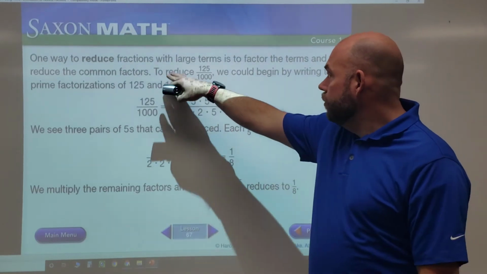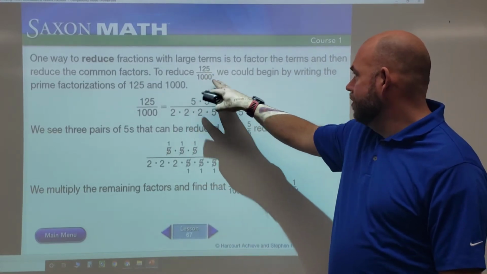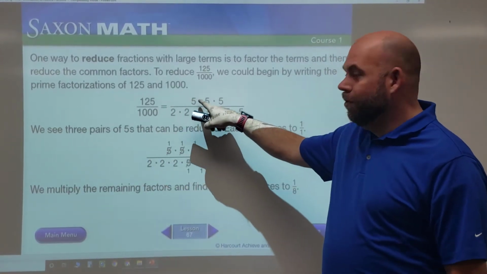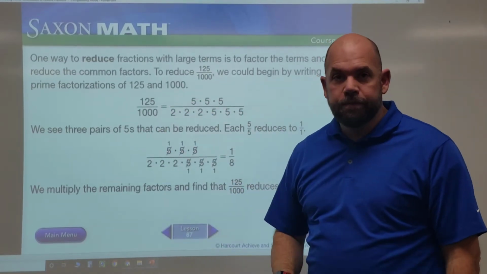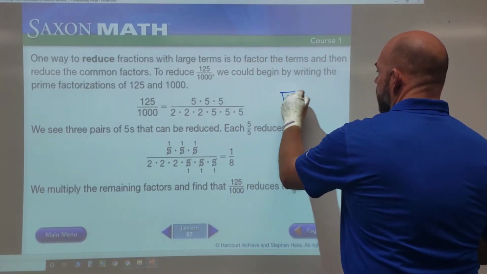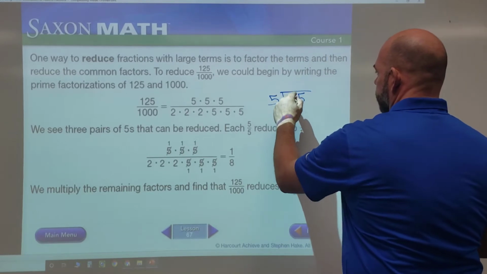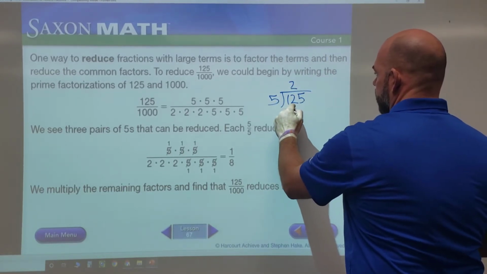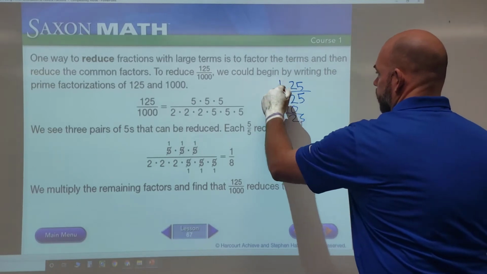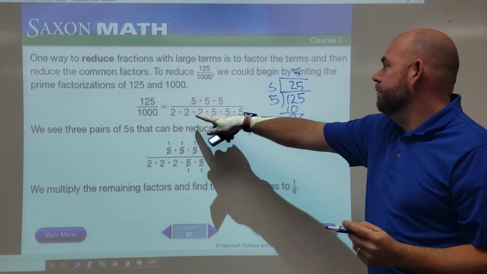All right. So one way to reduce fractions with large terms is to factor the terms and then reduce the common factor. So in 125 over 1,000, we can begin by writing the prime factorizations of 125. Now, you probably don't know just off the top of your head that 5 times 5 times 5 equals 125, so we're going to make a factor table or use stacking to do that. If we start with 125, what's a factor of 125? 5 is, we see that it ends with a 5, so 5 goes into 12 2 times, that gives us 10 with a remainder of 25, 5 goes into 25 5 times, so now we have 25, a factor of 25 is 5, and now we have our factors, 5 times 5 times 5. That's what they got right there. We can do the same thing to find the factors for the bottom.